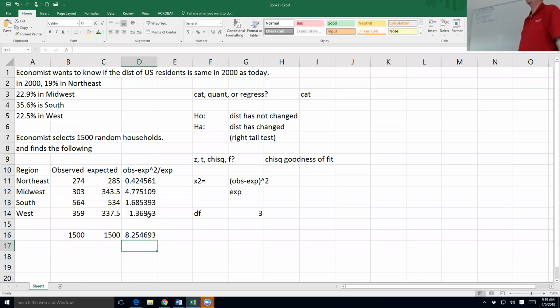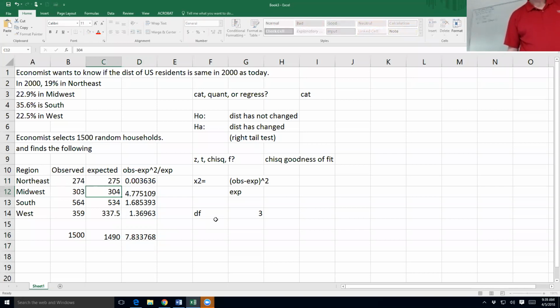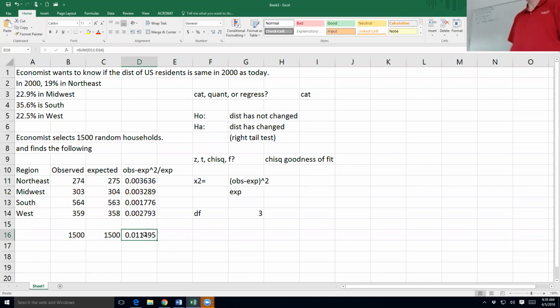Now let's think about this for just a minute. This is why this is always a right-tailed test. Let's pretend there wasn't much difference. Let's pretend, for example, this was 275, and this was 304, and this was 563, and this was 358. So you can kind of see visually there's not much of a difference, right? Look at my sum. My sum is very close to 0. So there's not much of a difference, like clearly, obviously.